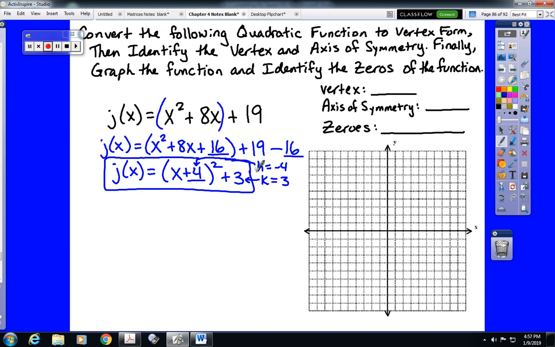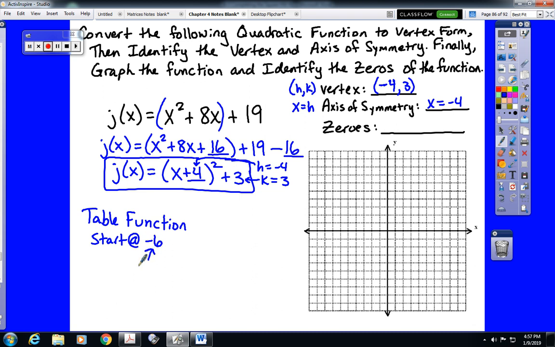Okay. That means the vertex is located at the point negative 4, 3. If my pen will let me write that. Again, that is h, k. The axis of symmetry is the line x equals h. That would be x equals negative 4. Then we're going to use our table function starting at negative 6. Again, that's because of h minus 2 is what we're trying to start at. So x, y, we're looking at negative 6, negative 5, negative 4, negative 3, and negative 2.